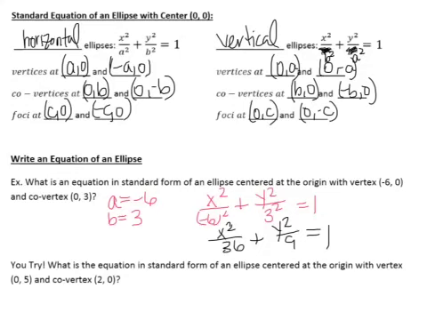Alright, so you try. What is the equation in standard form of an ellipse centered at the origin with vertex 0, 5 and co-vertex 2, 0? First, you need to decide if this is going to be a horizontal ellipse or a vertical ellipse. And once you've decided that, just identify your a and your b. Notice over here again we changed it. So b goes under x squared and a goes under y squared. Once you identify your a and your b, then you can just go ahead and substitute it in and write your standard form.